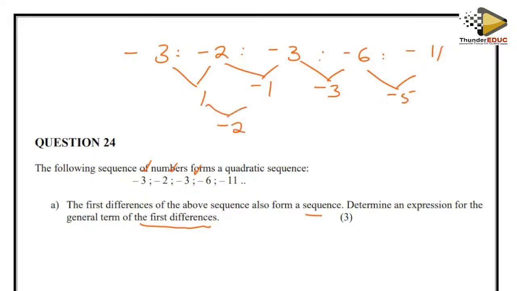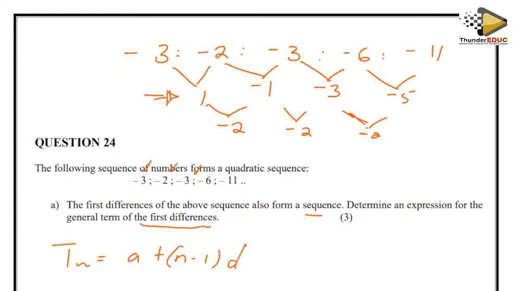Look at this, a -2, a -2, and then a -2. So they want us to get the general term of this. Since it's arithmetic, we can just use the arithmetic formula: a plus (n minus 1) times d.